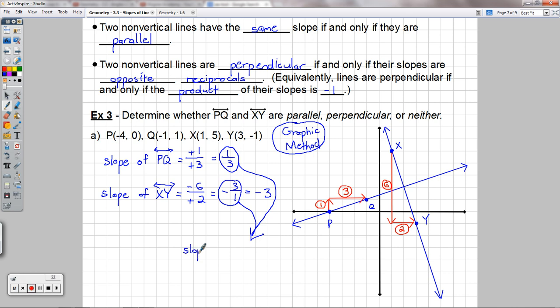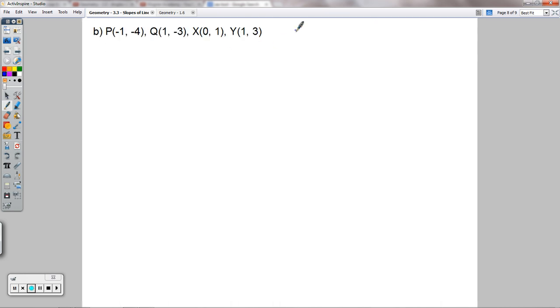So slopes, let's write that down, are opposite reciprocals. You can abbreviate that like that. So they are perpendicular, the two lines that we were given the points for. This is a graphic method. So if you have a graph or graph paper, this is a good way to do that sort of problem. You can do a problem like this algebraically as well. So let's do that, an algebraic method, with some different numbers for part B.